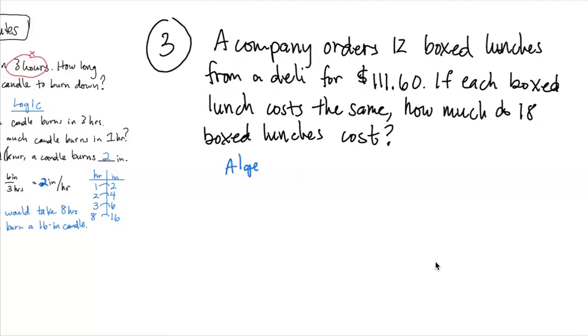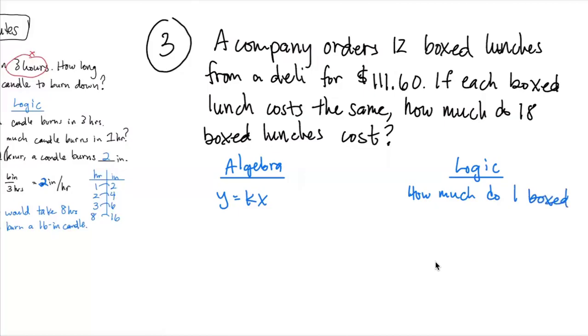So you're either going the algebra way or the logic way. I'll get you started here. Y equals kx. And the logic way, you're trying to answer the question, how much does one box lunch cost? Once you know how much one costs, then you can figure out how much 18 costs. Good, go ahead and work on these.